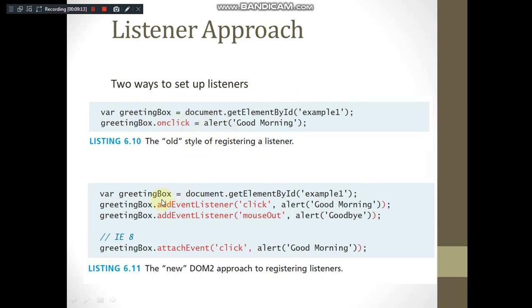The same can be modified here by adding addEventListener. The event you are adding is click, and the action is written there itself. With addEventListener, when the mouse is taken out, it displays goodbye. So you are attaching an event as click, and when it is clicked, it displays good morning. This is how you can make use of the listener approach, that is the DOM level 2 approach, by registering the listener.